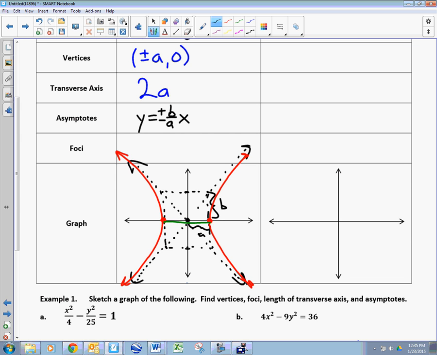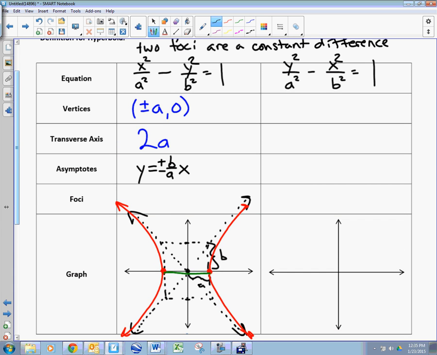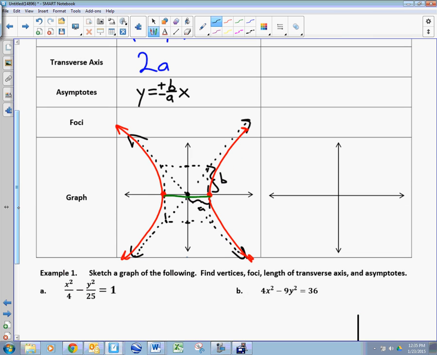We'll talk about the foci in a second, but let's do another one right now. And the vertical one, a units in the y direction. So I'm going to go up a units, and I'll go over b. And again, I have asymptotes. They go right down the middle.